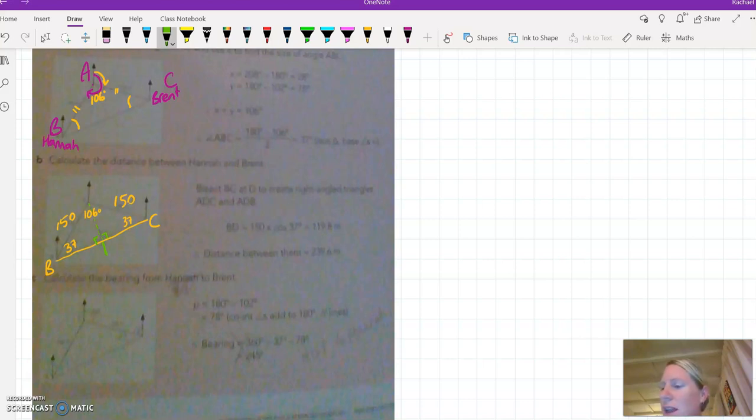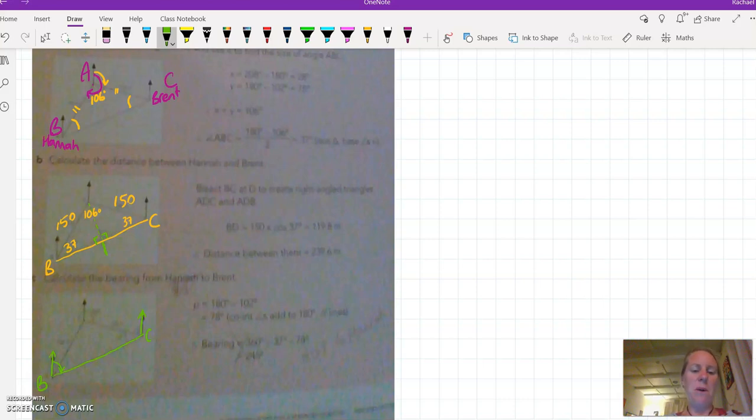Question C, calculate the bearing from Hannah to Brent. So from Hannah to Brent, we've worked out Hannah was the one that had the longest bearing. So she's over here at point B. We're wanting to know the bearing to this line here, where she heads up to Brent at point C. This is where they have made a slight error in the book, and you just need to watch this. They don't need to do all that end bit. In the book, they've actually done the bearing from Brent to Hannah. That's what they've actually calculated.